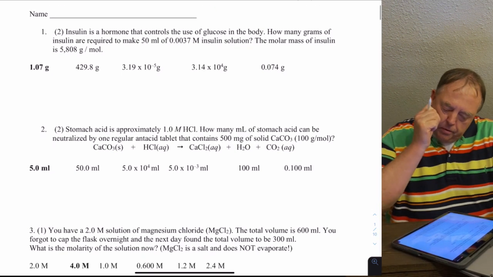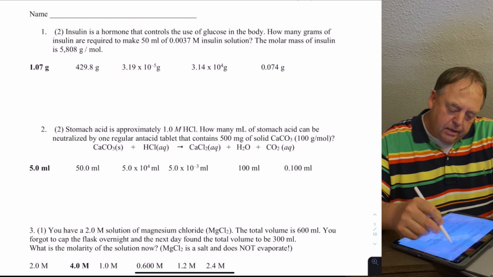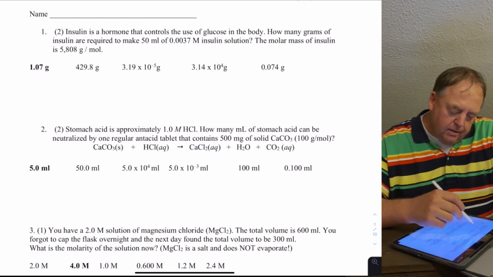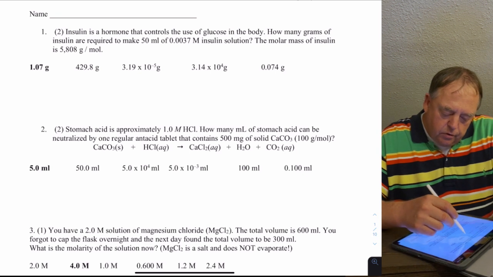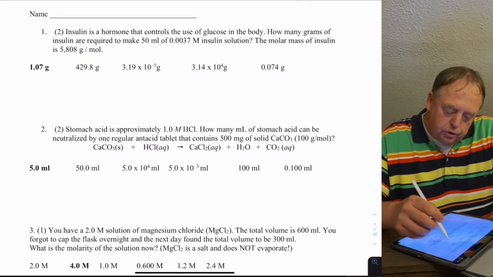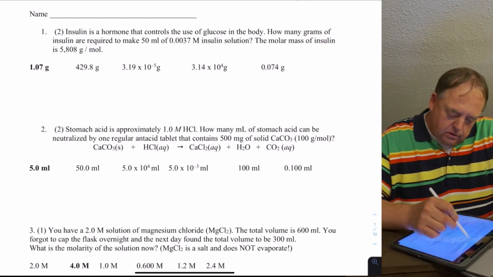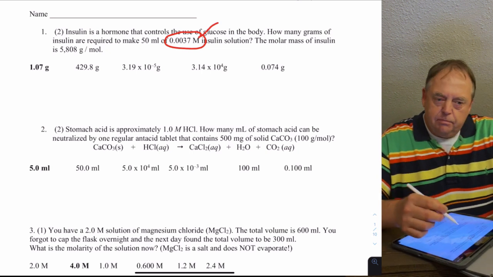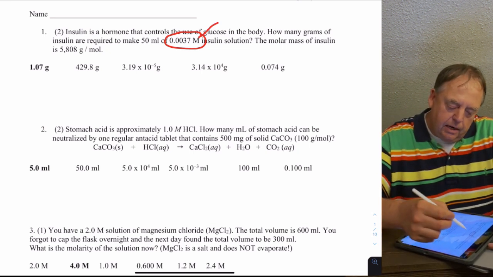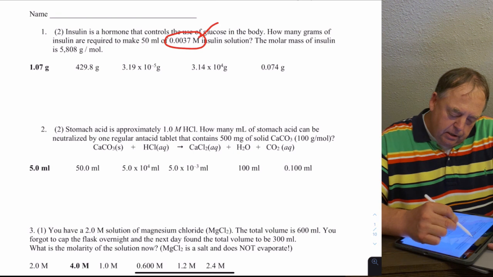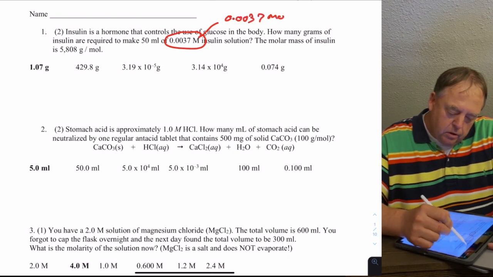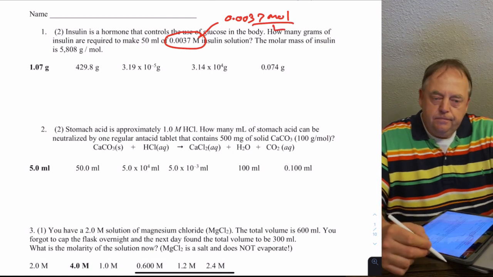Insulin's a hormone that controls the use of glucose in the body. How many grams are required of the solution to make 50 mils of a 0.0037 molar solution? So when I see this, first of all, recognize that anytime you see capital M, that's molarity, and you should immediately write this as 0.0037 moles of insulin per liter.